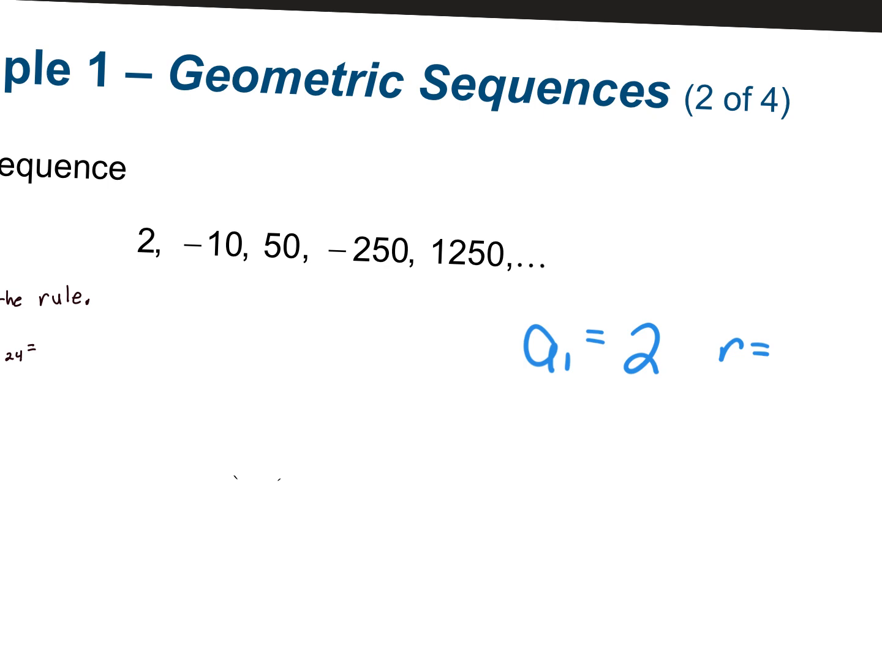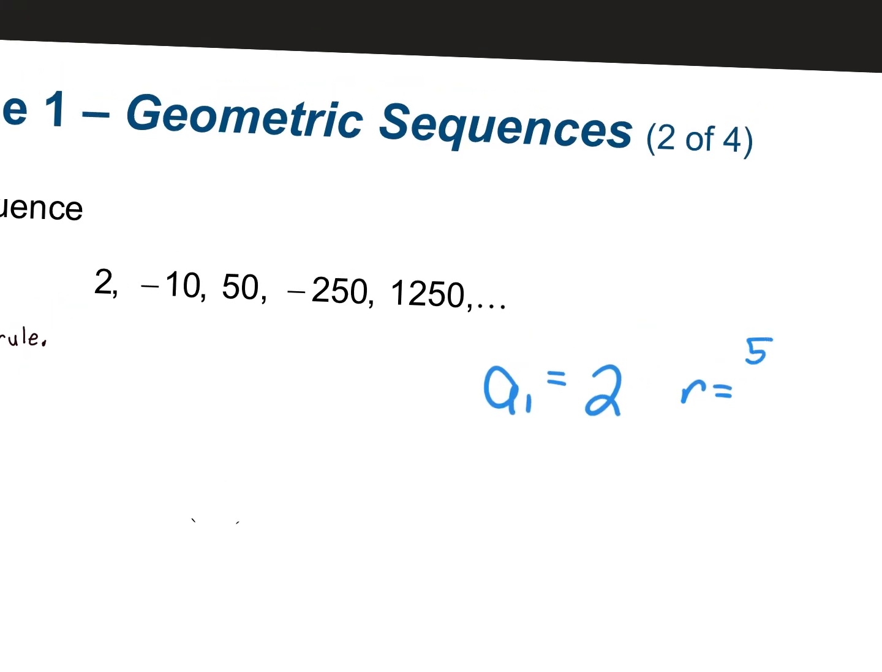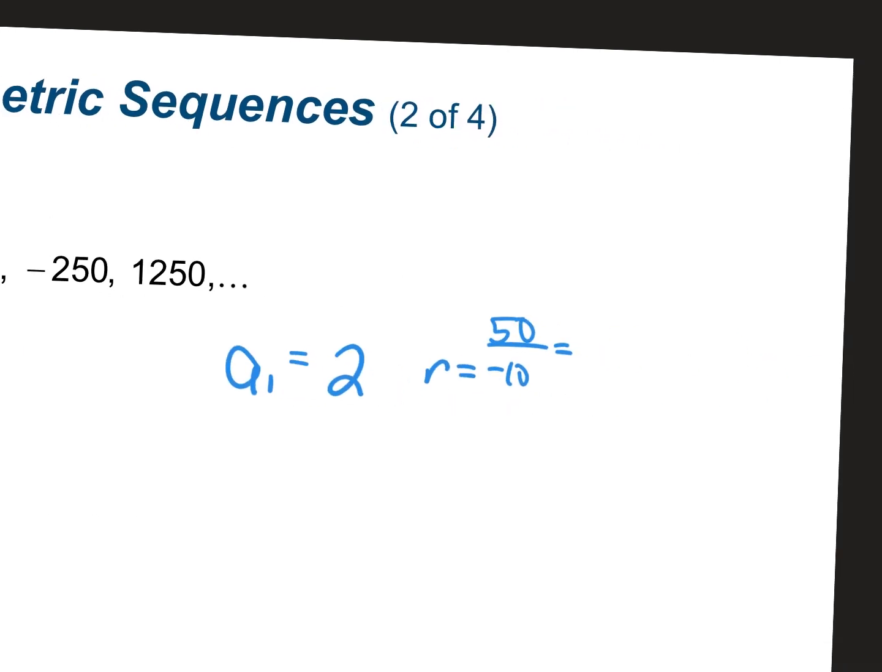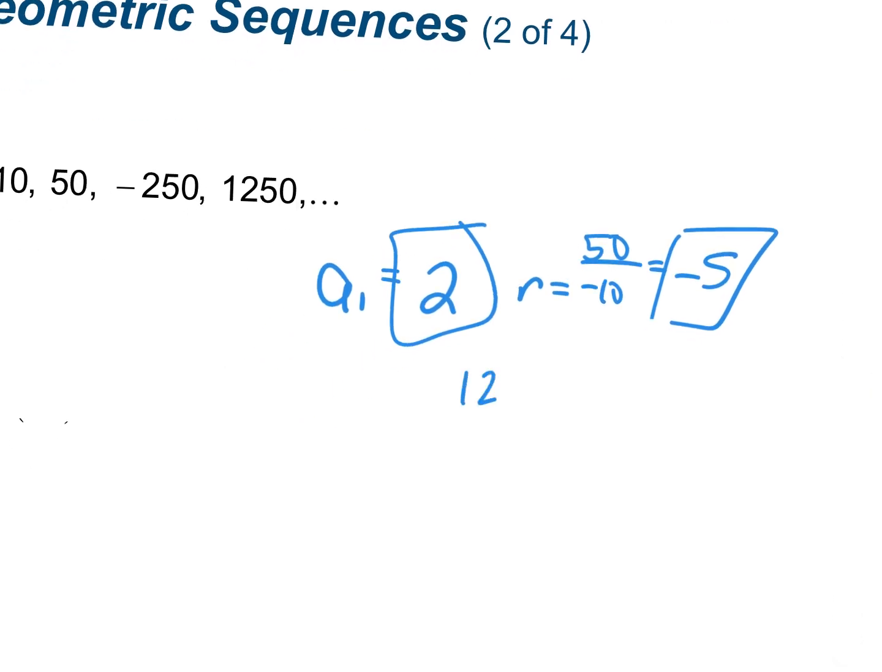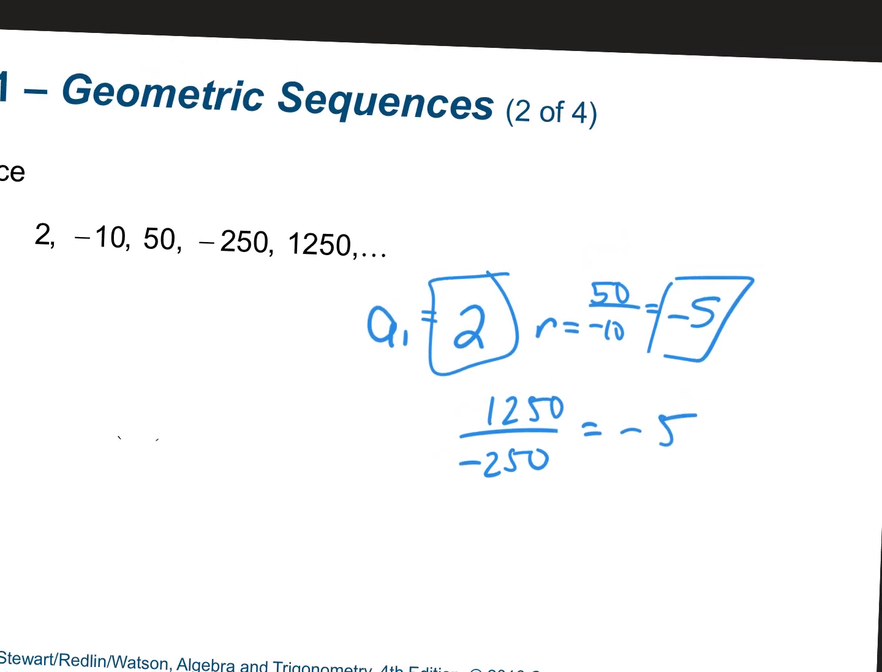Some of us don't just look at that and see that. So take any term in the sequence except for the first one. Take 50. What's 50 divided by the term in front of it? -10. What's 50 divided by -10? -5. Now, if you're not 100% sure, if you're not super confident, then take 1250 and divide it by what? -250. What's 1250 divided by -250? -5. So you find that your common ratio is -5.